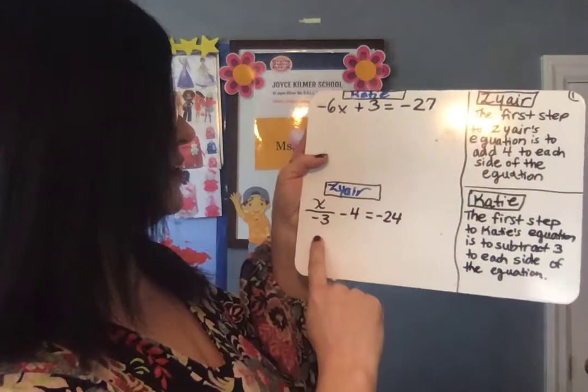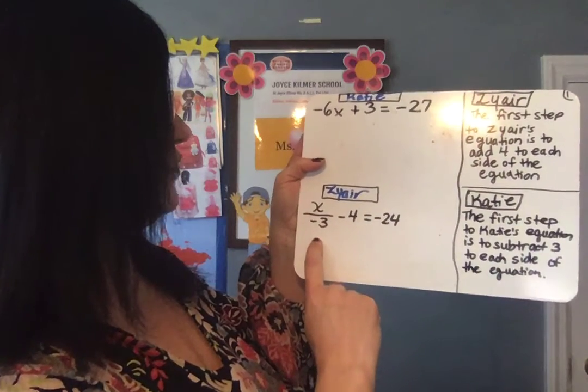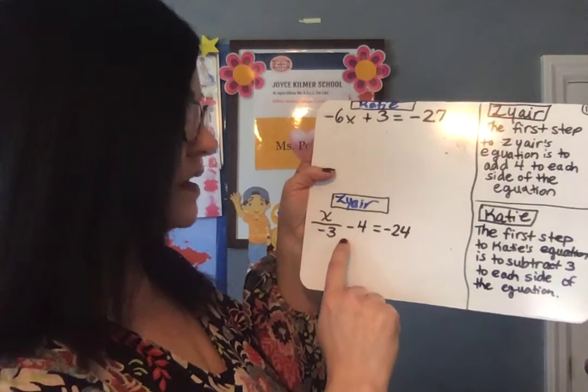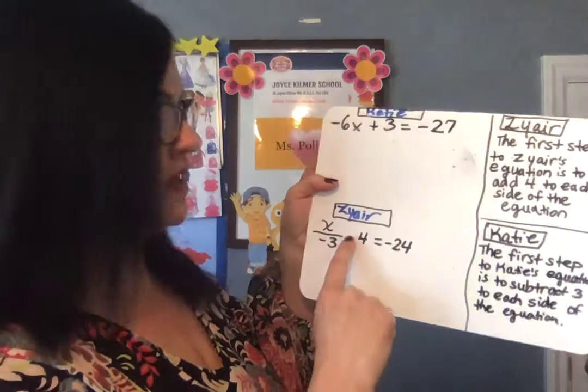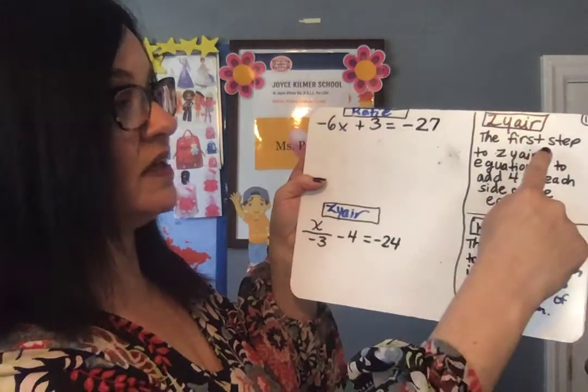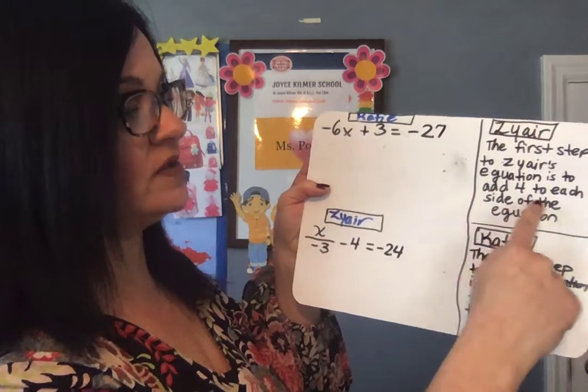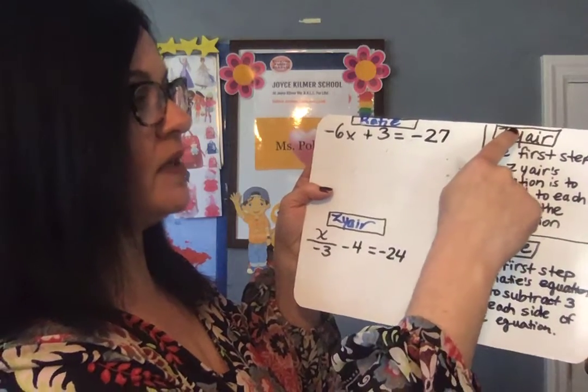The second one here is x over negative 3 minus 4 equals negative 24. The first thing that I would do is the opposite. I would add 4 to both sides, and that's what Zaire says. He says the first step to Zaire's equation is to add 4 to each side of the equation. So I would drag and drop Zaire's name to this box here, okay?